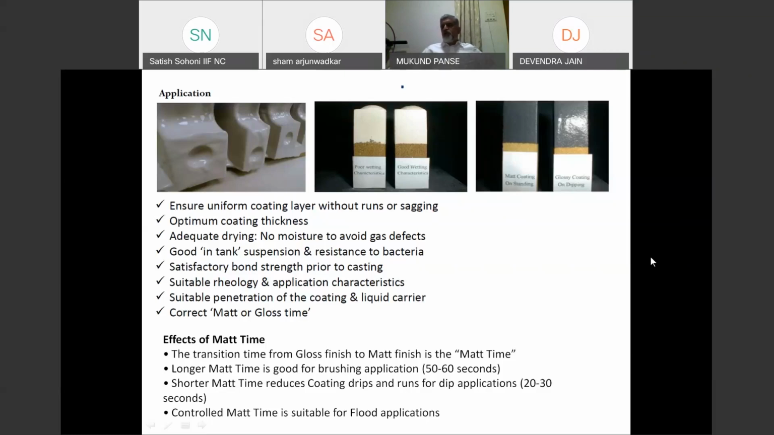When you coat the paint or dip, firstly you get a glossy surface, and after the paint is completely either slightly absorbed in the coating or gets dropped, you get a matte finish. What you are trying for is a matte finish and not a glossy surface. A glossy surface is likely to peel off if it remains glossy and a thick coat like that. Longer matte time, the time from gloss to matte, is good for brushing applications. Shorter matte time is good for coating dips to avoid runs.